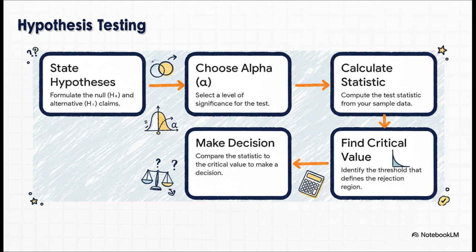Hypothesis testing seems complicated, but it's really just a formal recipe for making a decision. Think of it like a courtroom trial. You start with a claim, the null hypothesis, like this person is innocent. Then you gather evidence from your sample. That's your test statistic. You decide beforehand how strong the evidence needs to be. That's your alpha. And finally, you make a decision. Is the evidence strong enough to reject the initial claim? It's just a structured way to let the data speak.